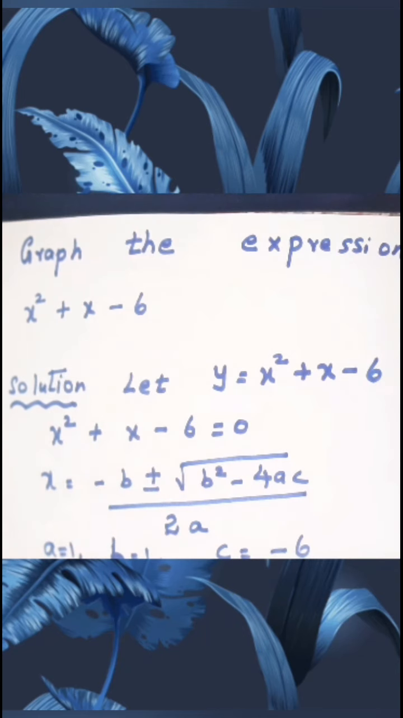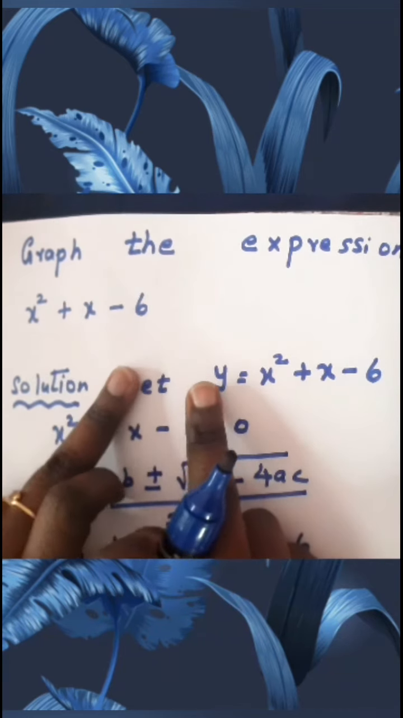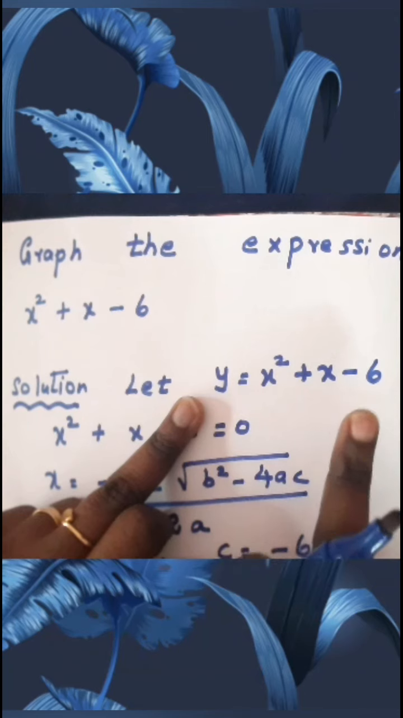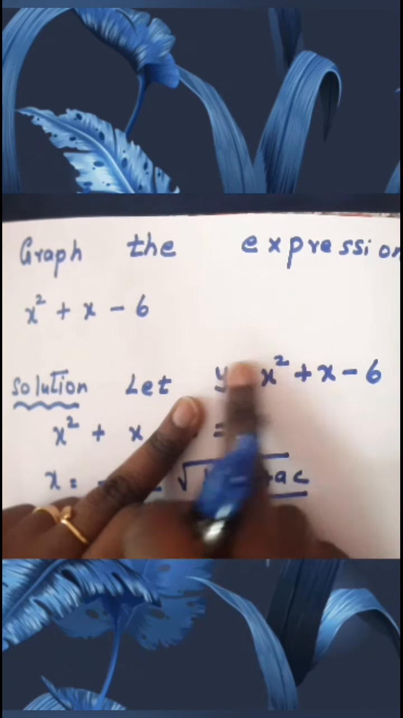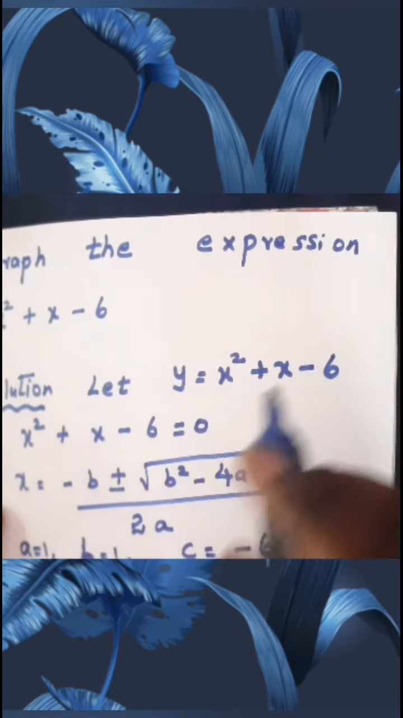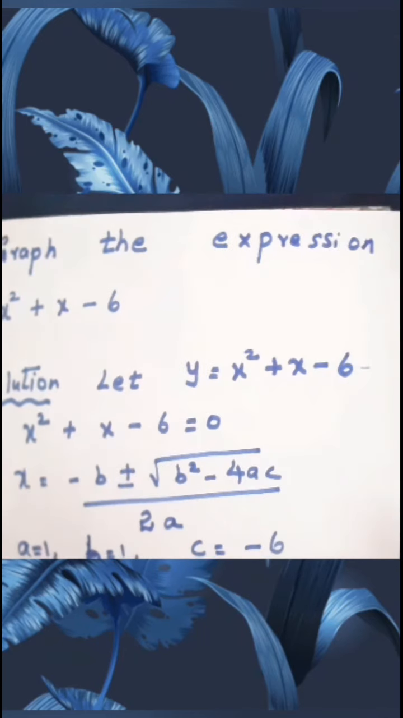So in order to make a graph, the first step, you have to solve the quadratic equation. Now what we will do, we'll take this equation and equate it to y. Step number 1, y is equal to x square plus x minus 6. We will solve this using the formula method. I'll take this as equation 1.